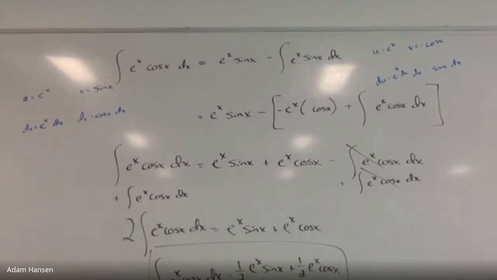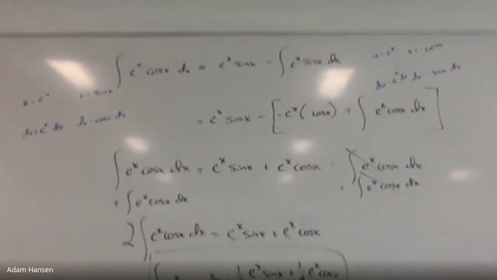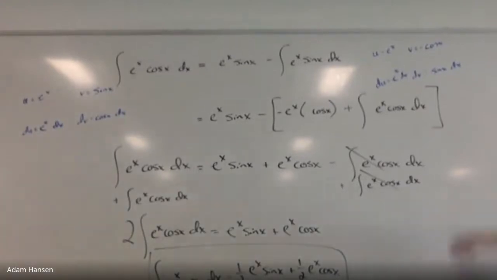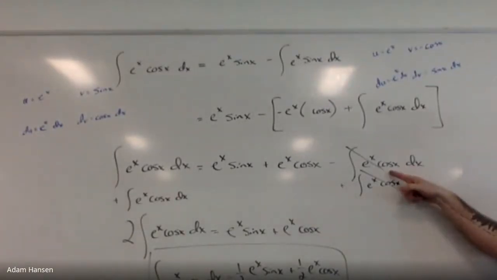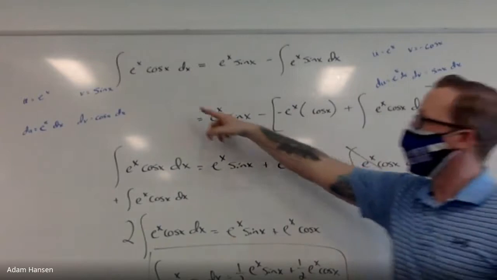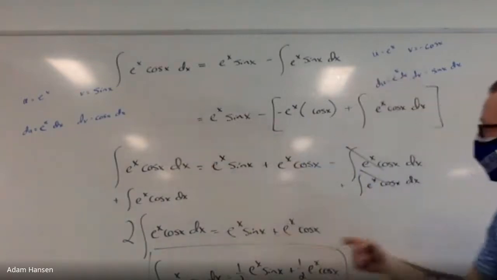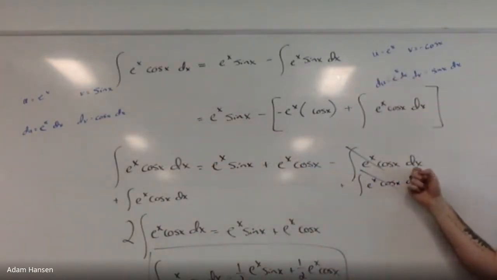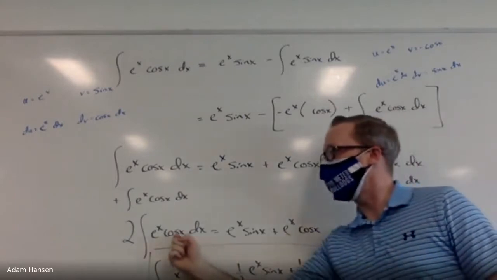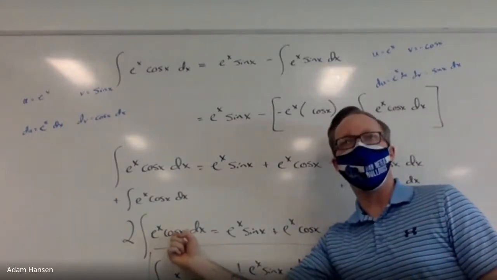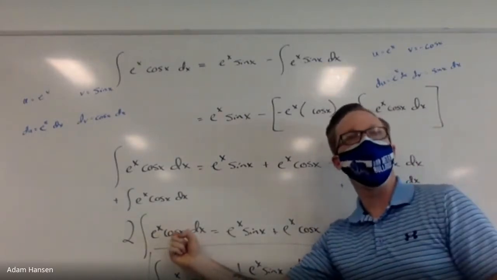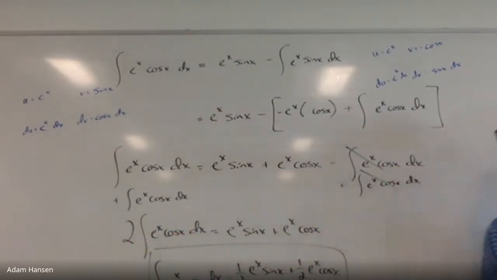Ever get stuck in a loop, a time loop like that? Trying to figure out what the integral of e to the x cosine x dx was. Well, that's just what I started with. I'm kind of stuck in a loop. So add this integral back to the other side, and now you've doubled whatever you're trying to solve for. So just cut it in half. You see your answer.